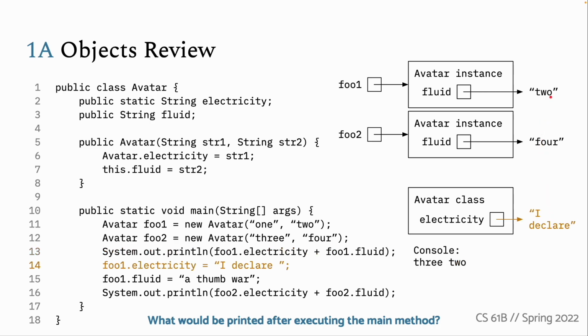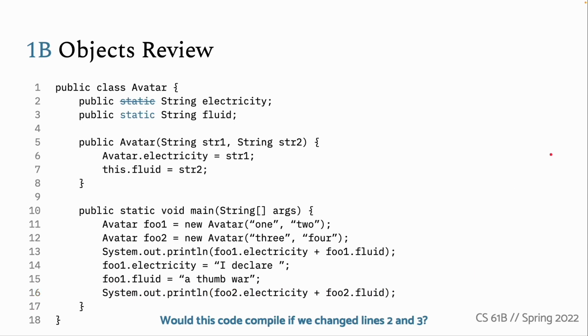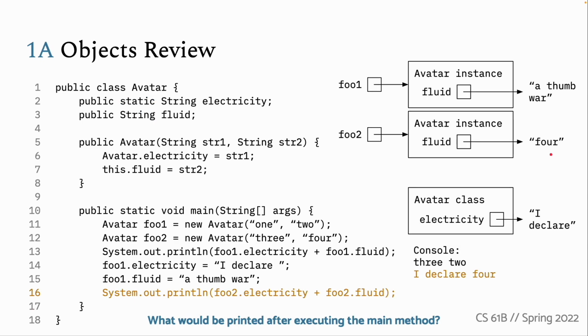Next, we're going to run foo1.electricity equals "I declare". And we're just going to update that down here. And again, that updates for both instances. And then foo1.fluid, we're going to set to 8, and that only impacts foo1, not foo2, because fluid is an instance variable. And lastly, when we print out foo2.electricity plus foo2.fluid, we get "I declare 4". And that is our final console output.